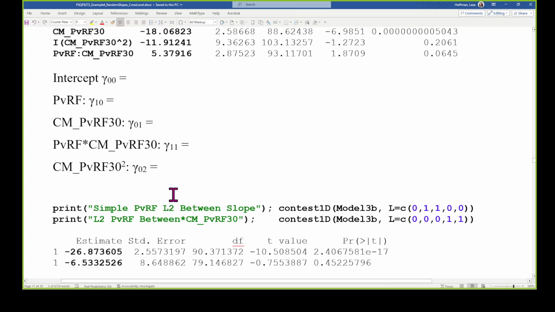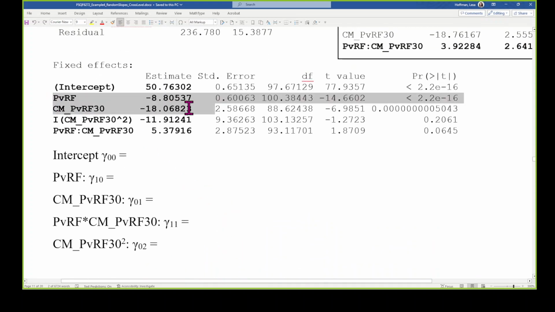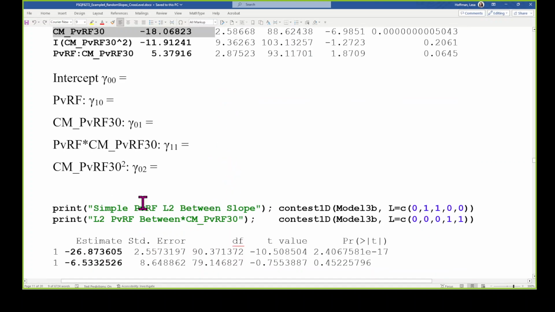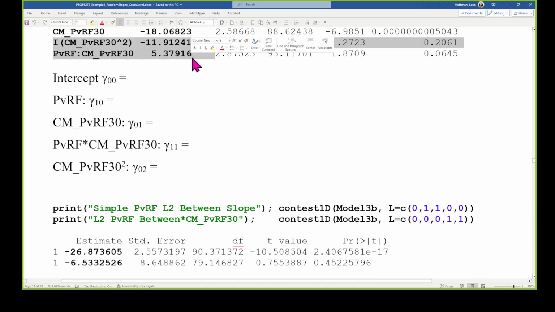So if you want to add them up, here are the contrasts to do that. I have a simple between slope that is the sum of these two. Simple meaning conditional on the moderators being 0, not that it's easy. They should actually be called complex slopes, as you know. And I also have the level 2 interaction, which is those two added together. Same thing.